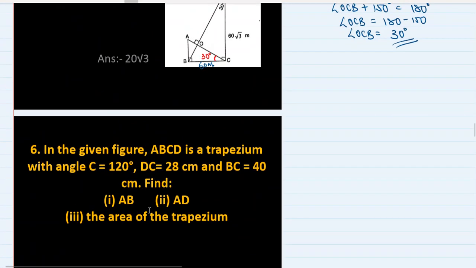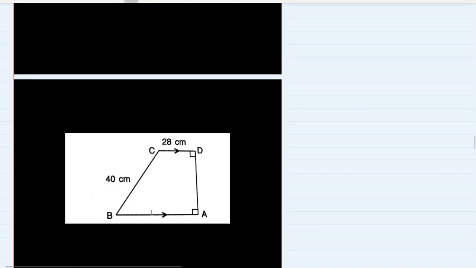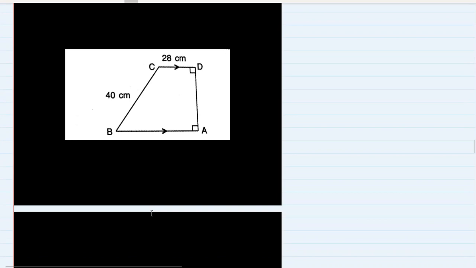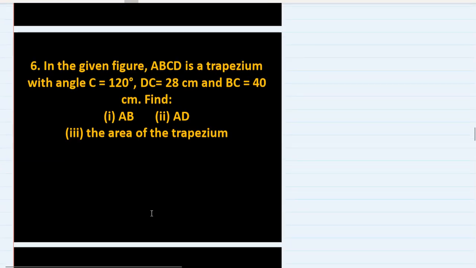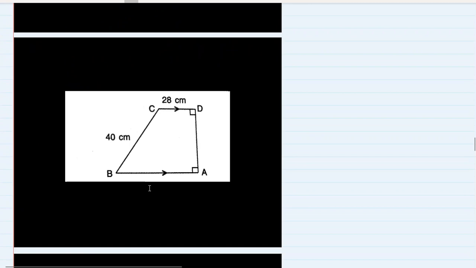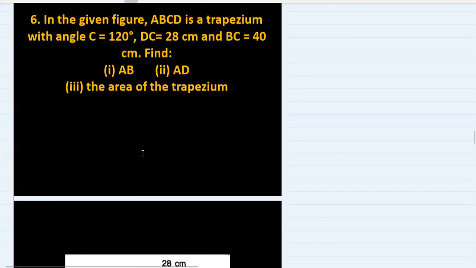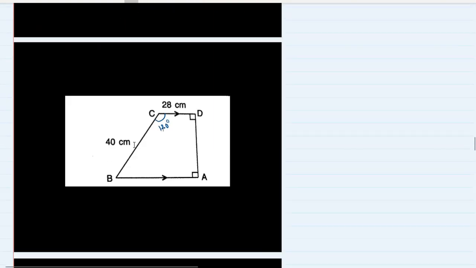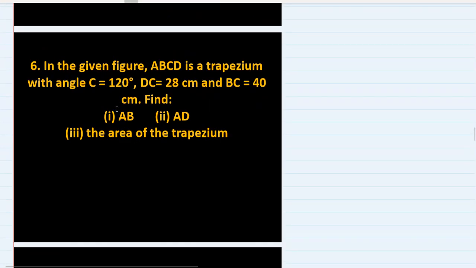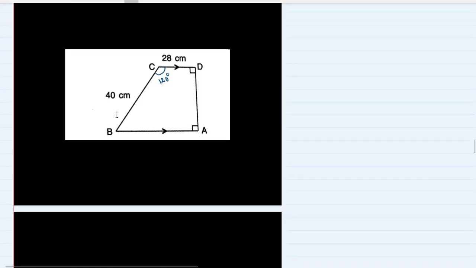Okay, so the next figure, the last question actually. ABCD is a trapezium in which angle A and angle D both are 90 degree and CD and AB are parallel to each other. Angle C is 120 degree. Let me mark it over here. Okay. DC is 28, BC is 40. Find AB, AD and the area of trapezium.